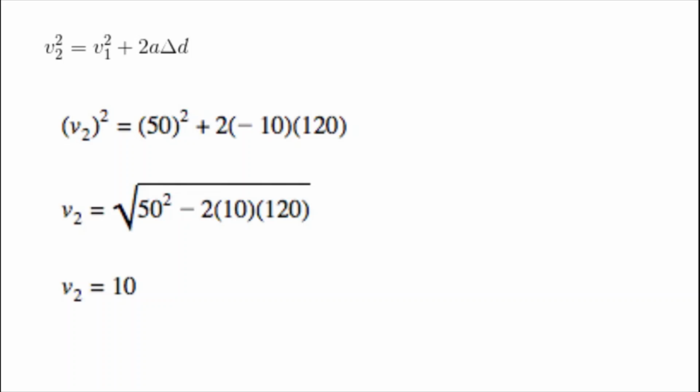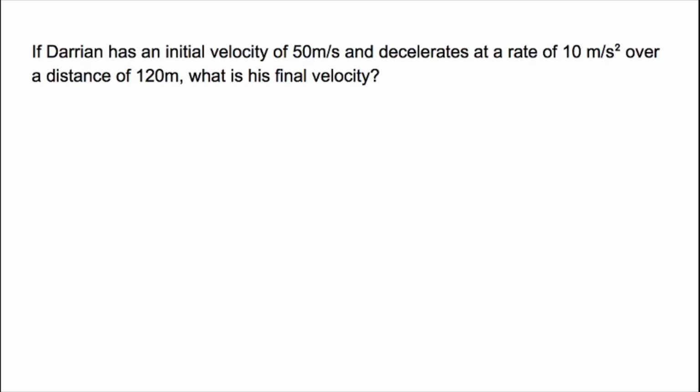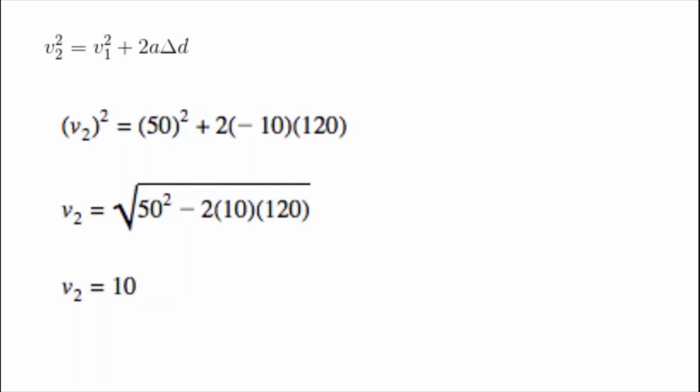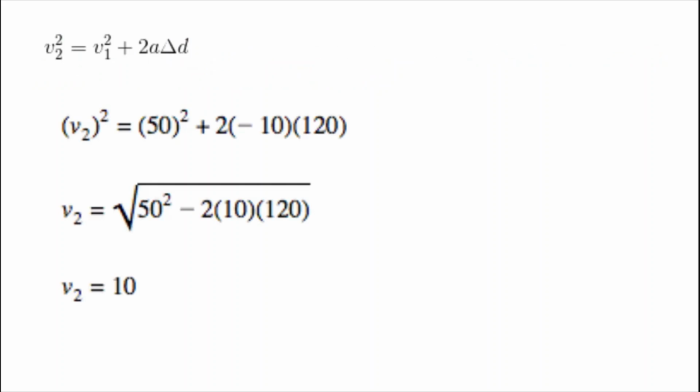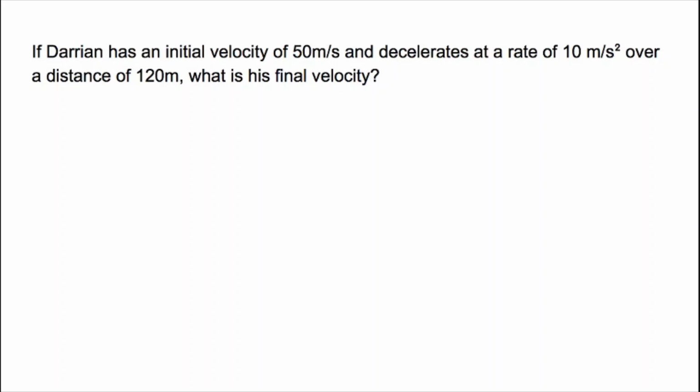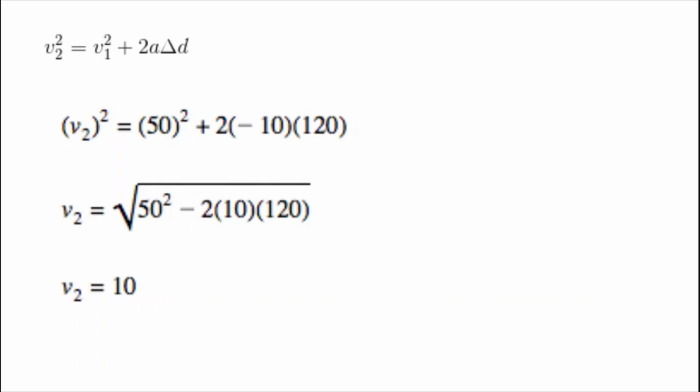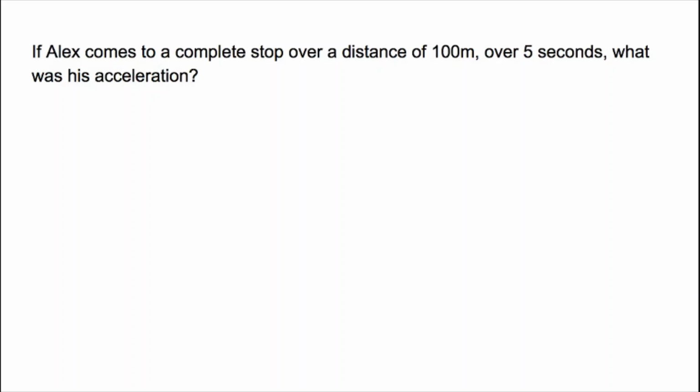So we'll use the equation v2 squared equals v1 squared plus 2a delta d. We know that the initial velocity is 50 meters per second because that's a given. We know his acceleration is -10 because he is decelerating at a rate of 10 meters per second squared. And we know that the displacement is 120 meters because that's also a given. So we isolate for v2, and that's already isolated in the equation, so we'll just take the square root of both sides, and it turns out that v2 is 10 meters per second.